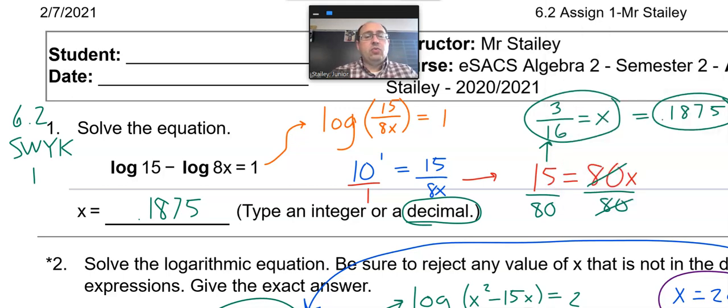All right, so section 2 of week 6, number 1. Do we have a single log? No, we do not.